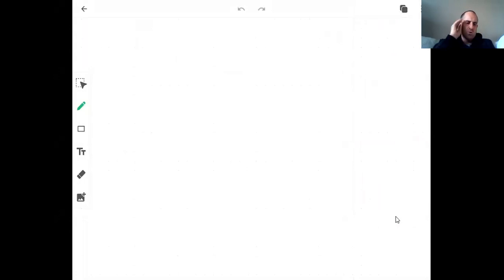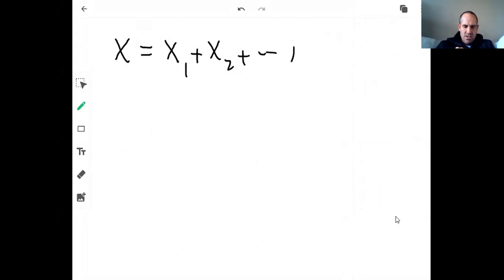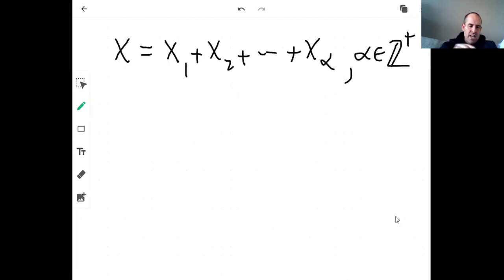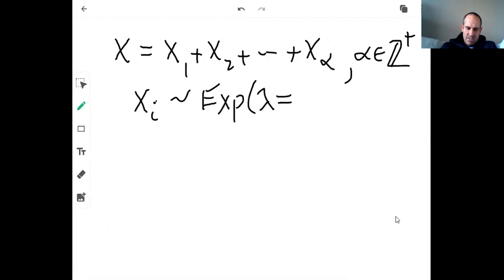What do we want to do here? Suppose x is equal to x1 plus x2 plus dot dot dot plus x alpha. Okay, alpha is a positive integer, alpha in Z plus. And suppose that each of these xi is distributed as the exponential distribution with parameter lambda. And the relationship between lambda and beta is that lambda is just 1 over beta.